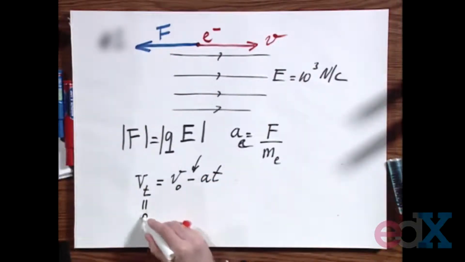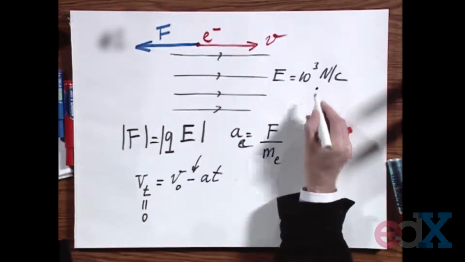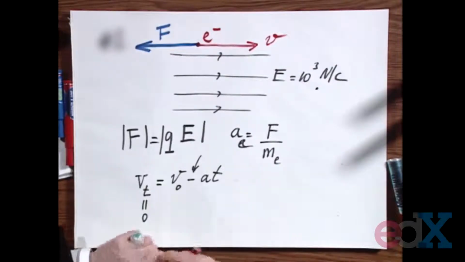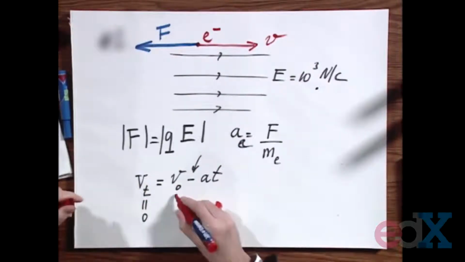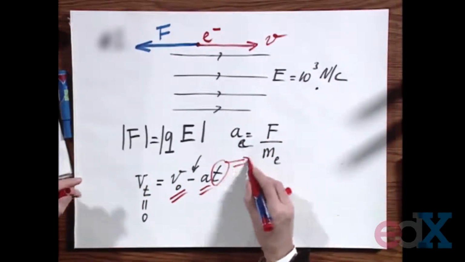And you want this to be 0 if you want to know when it stands still and where it stands still. And so you have one equation with one unknown, because you know V0, that's given. And you know A, you just calculated that, so out pops T.